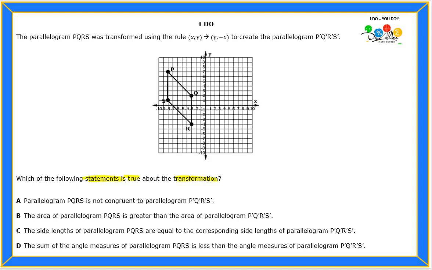They're giving us the parallelogram on the grid. They're also giving us the rule. So it's very important that we understand what kind of rule that is. If you are able to identify that this rule has to do with one of the transformations, it should make things a lot easier for you.